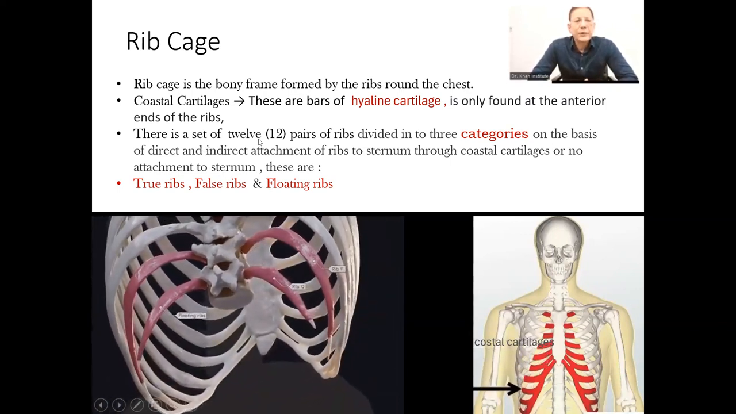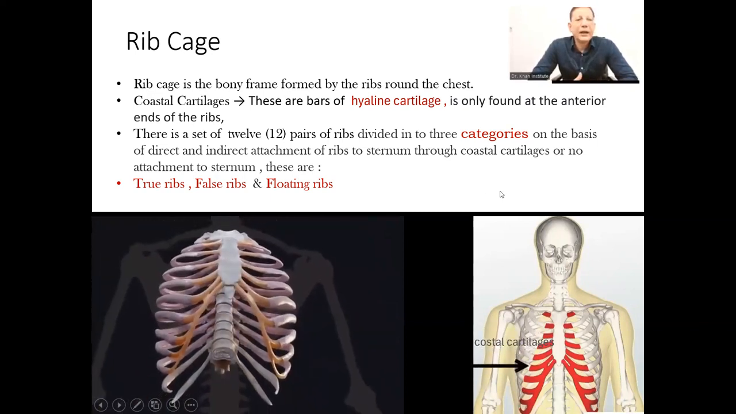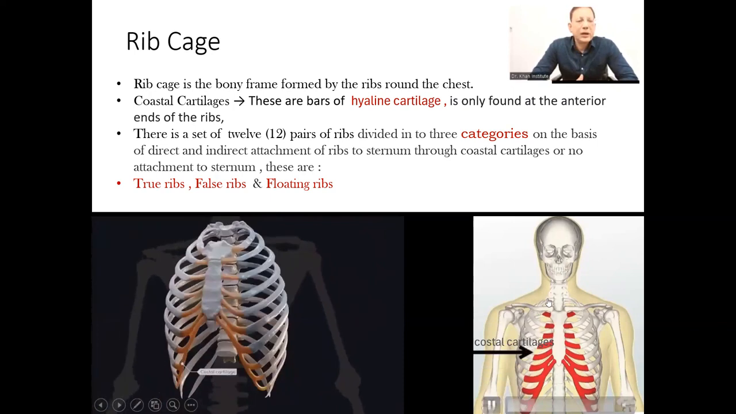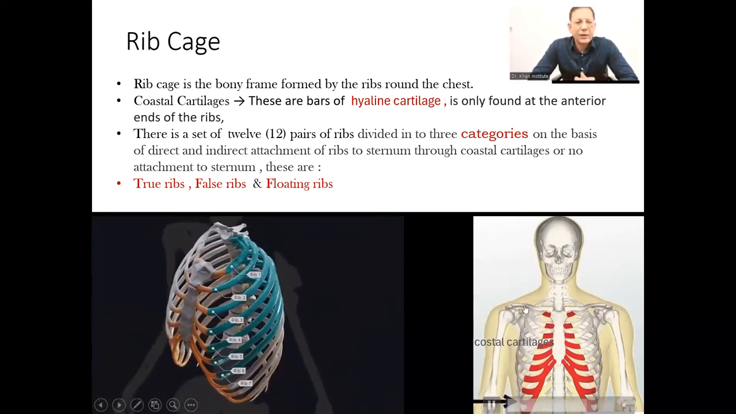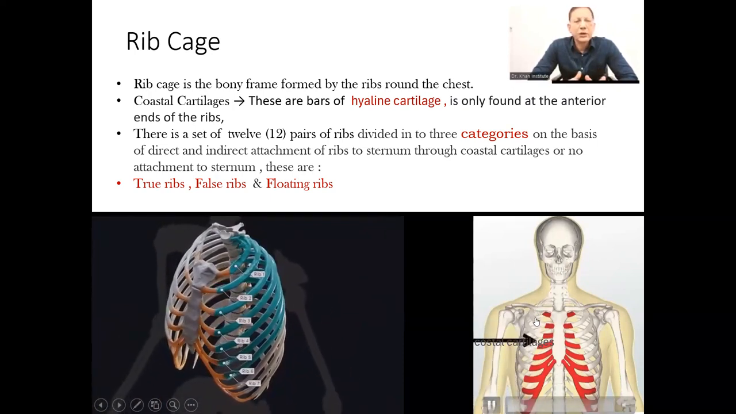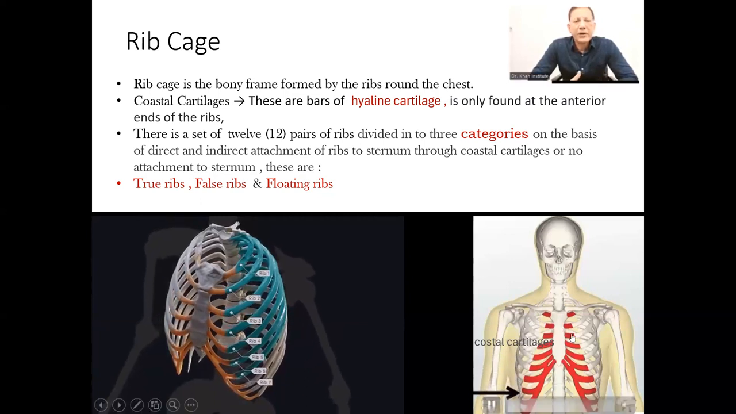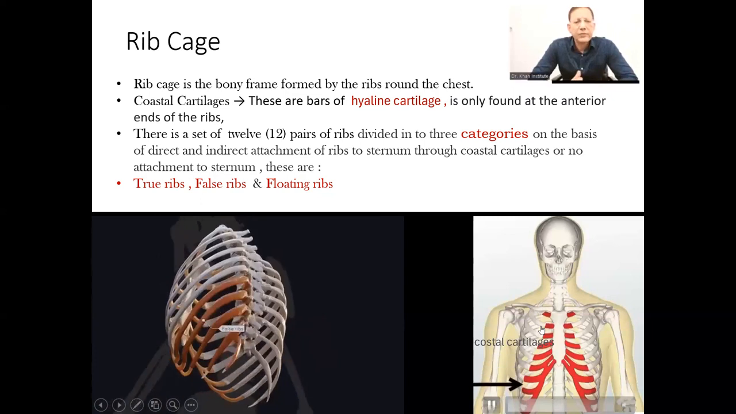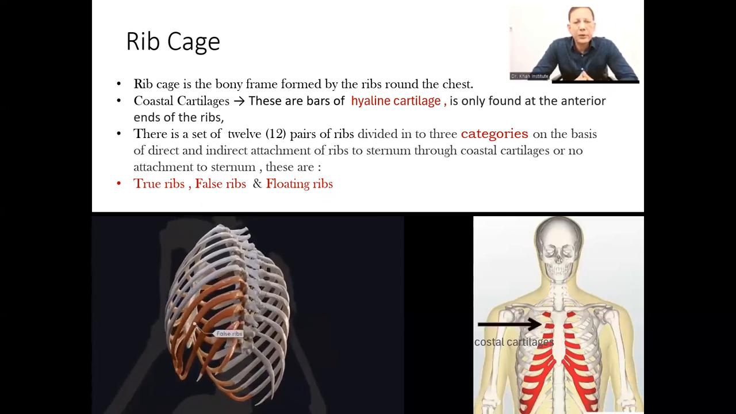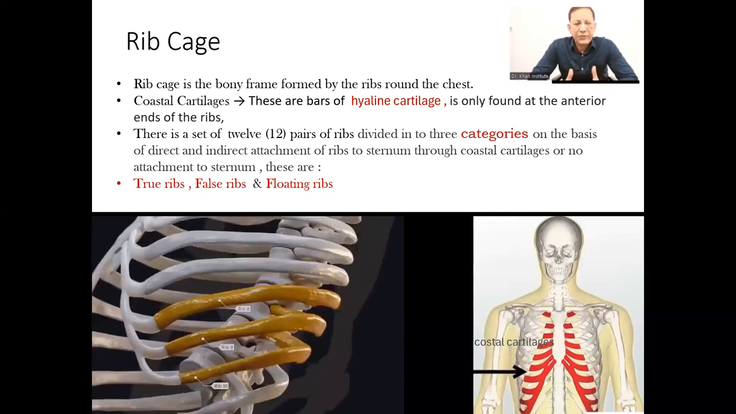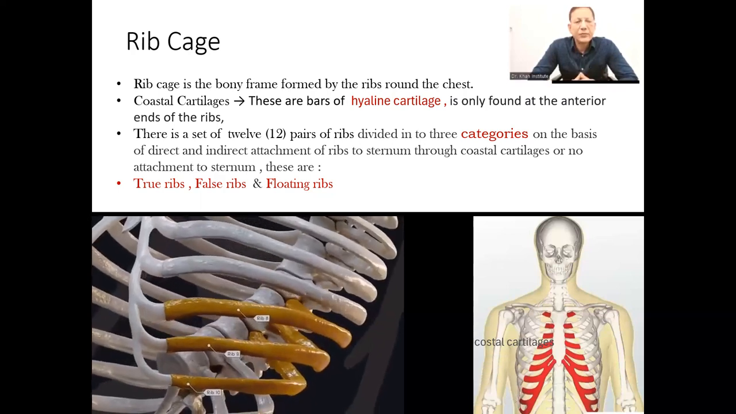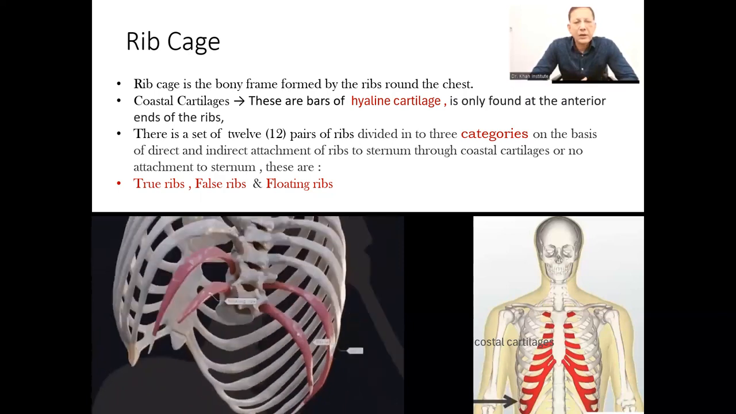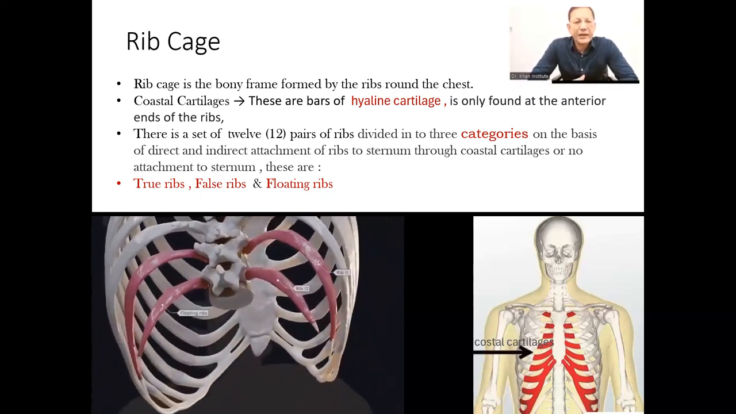Altogether, there is a set of 12 ribs, which are divided further into three categories on the basis of whether they are directly attached or indirectly attached to the costal cartilages, or neither directly nor indirectly attached to the sternum. So these are divided into true ribs, false ribs, and floating ribs.